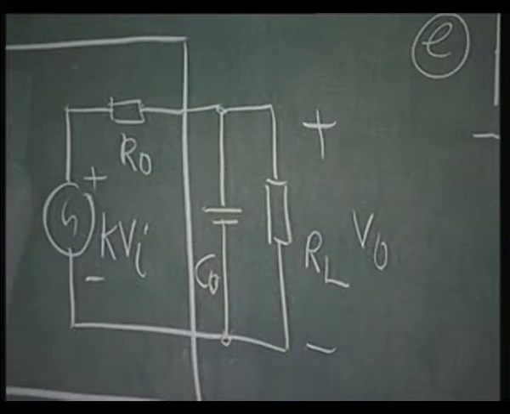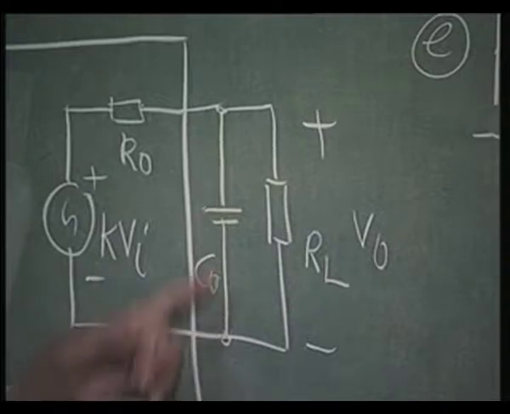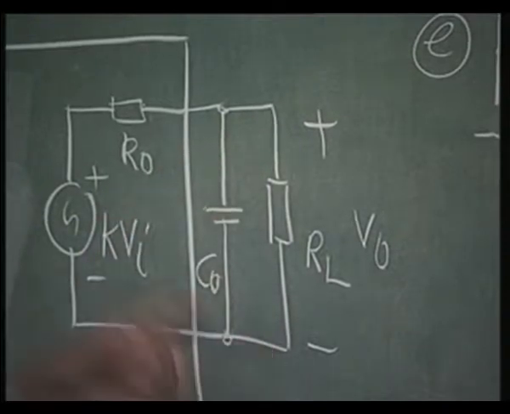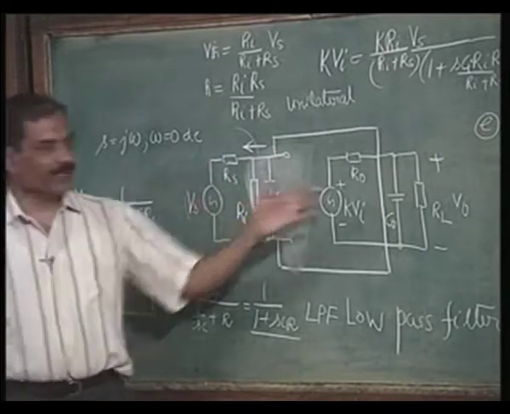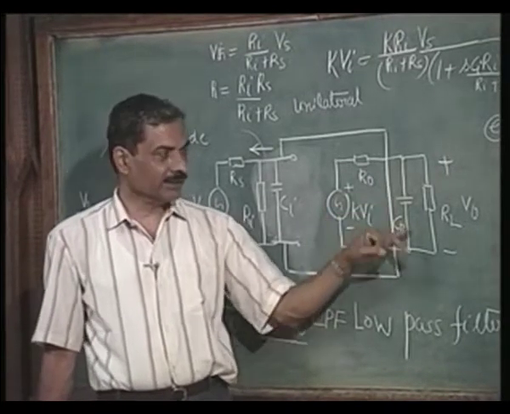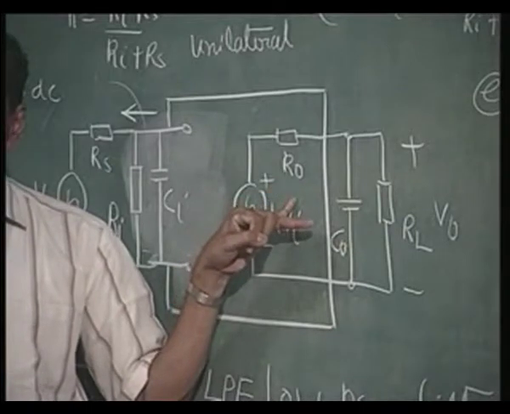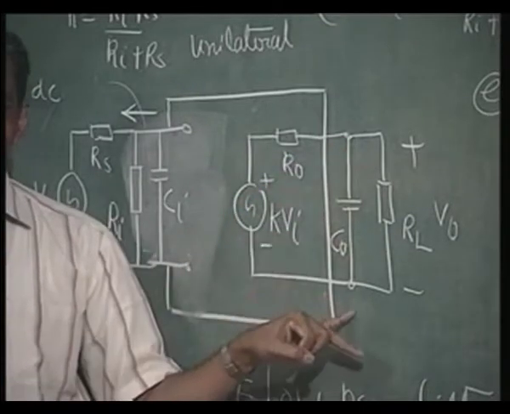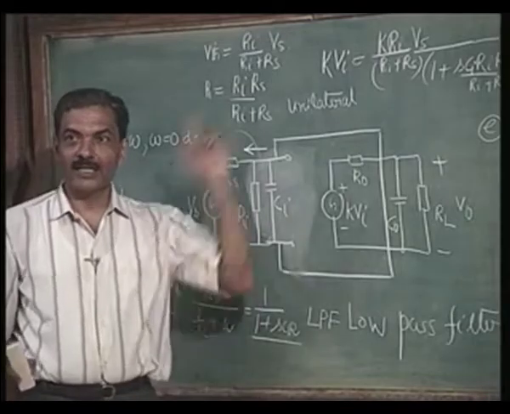By a similar argument, I would leave this as an exercise for you. You can treat this as a source in series with the resistance R naught shunted by a capacitance C naught across RL. So this situation is exactly similar to this, right? So you can again convert this into a Thevenin's equivalent, where the equivalent resistance is RL parallel R naught and the capacitance is C naught, and find out the voltage here. So without doing any analysis I can do that.